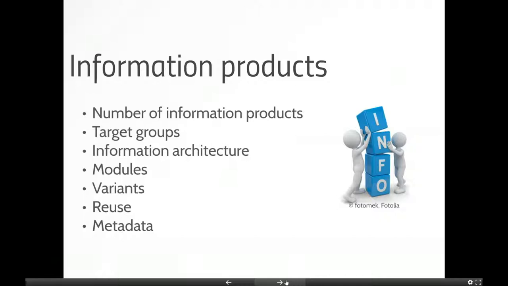It can be an online help, it can be the delivery to a portal, it can be a PDF that you need to supply, or even a print product that you put into the box together with your physical product. So you need to consider which kind of information I need to deliver, which information types are required. For example, do I need instructions for use or also for transport, disposal, and maintenance? And which target groups will be using that kind of information?